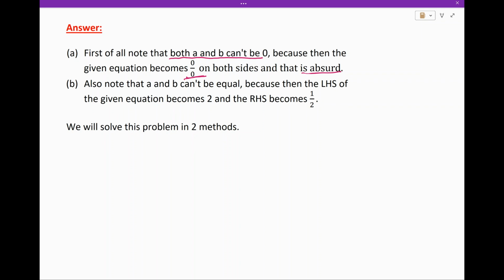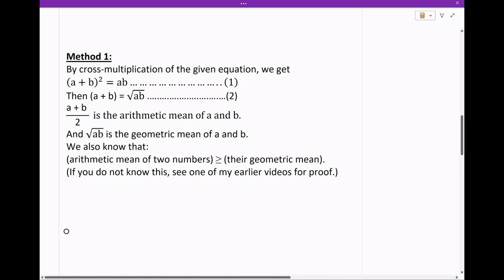Also note that a and b cannot be equal, because then the left-hand side of the given equation becomes 2 and the right-hand side of the equation becomes half, and this is also absurd. With these facts in mind, we will solve this problem by two methods.